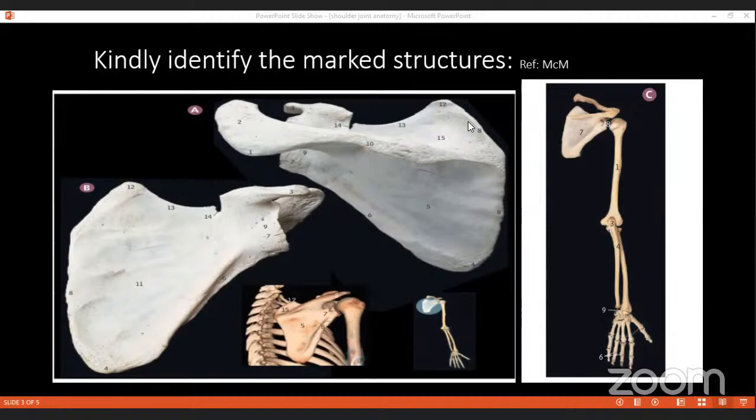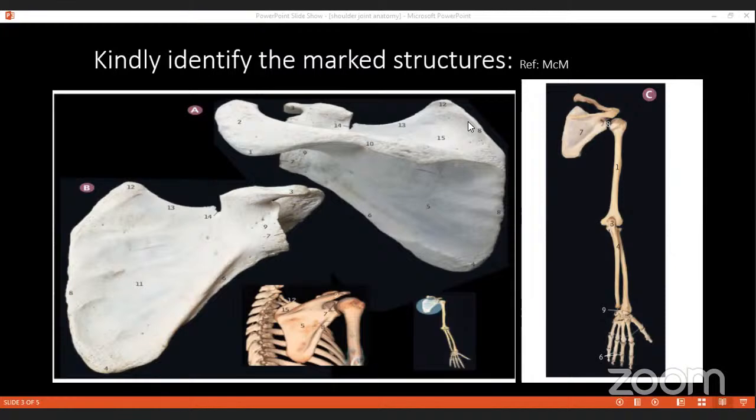Can you please tell me the ligaments which are attached to the coracoid process? At the coracoid process, there are three ligaments and three muscles. The ligaments are the coracoclavicular, coracoacromial, and coracohumeral. The muscles are the pectoralis minor, the short head of biceps, and coracobrachialis.